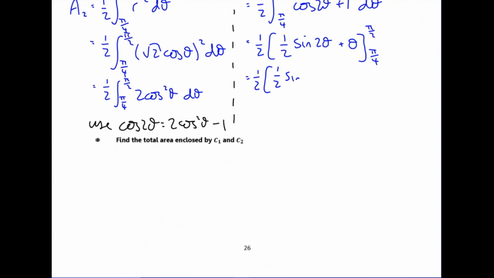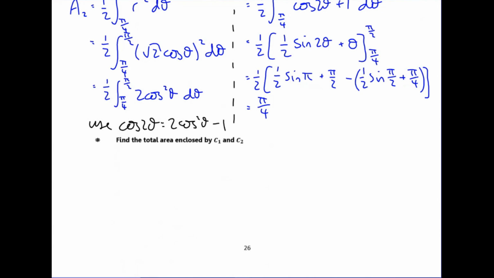Got a half sine pi plus pi over 2 if you sub pi over 2 in, and then minus a half sine pi over 2 plus pi over 4 if you sub pi over 4 in. Sine pi is 0. And we've times all these by a half. So I get a half times pi over 2, so that's pi over 4.